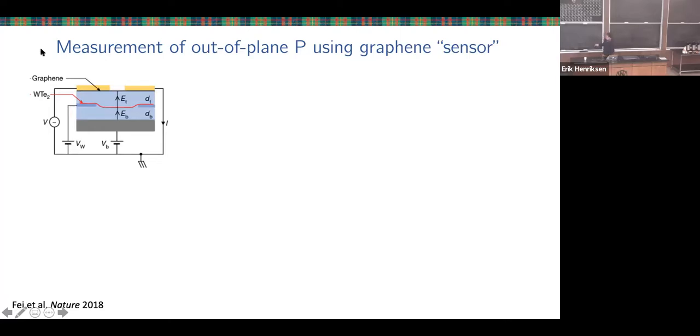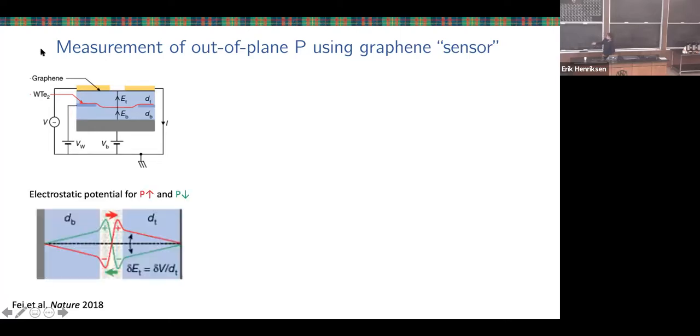Okay, so just to summarize that, if you imagine from bottom to top what the electrostatic potential has to look like, if the bottom gate and the top gate are grounded and there's a finite polarization, a finite electric field in the WTe2 layer, the electrostatic potential will switch. It will follow one profile for one polarization and a different profile for another polarization.